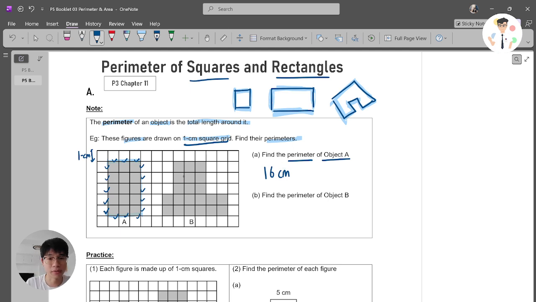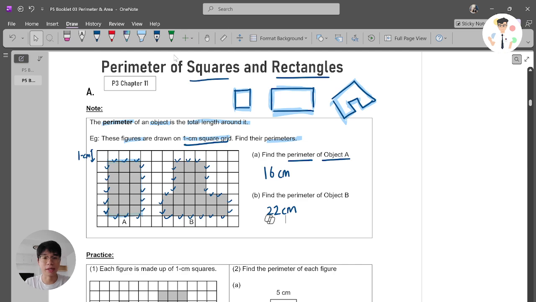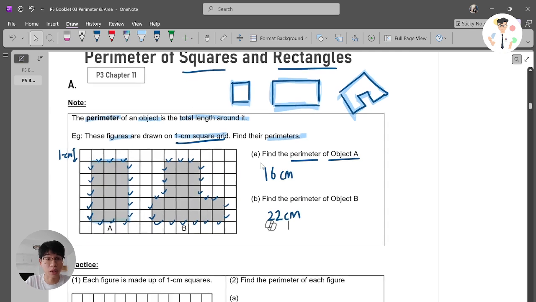How about this one? Let's try to count. 1, 2, 3, 4, 5, 6, 7, 8, 9, 10, 11, 12, 13, 14, 15, 16, 17, 18, 19, 20, 21, 22. So I know that the perimeter of object B is 22 cm. That is basically about the perimeter of squares and rectangles in the square grid.